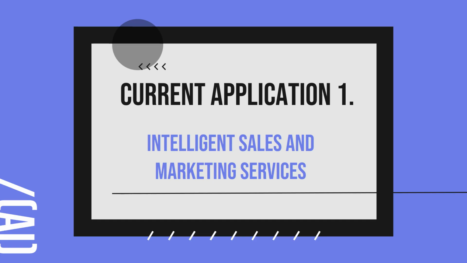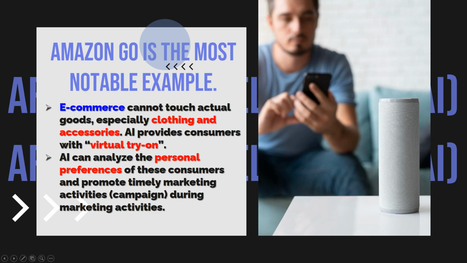Okay, and current application 1 is about intelligent sales and marketing services. Okay, and I think Amazon Go is the most notable example. Okay, e-commerce cannot touch the actual goods, especially for clothing and accessories. So the AI will provide consumers with virtual try-on. AI can analyze the personal preference of these consumers and promote timely marketing activities, called a campaign. Okay.